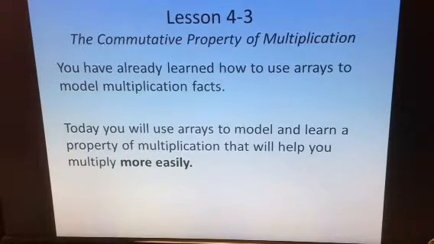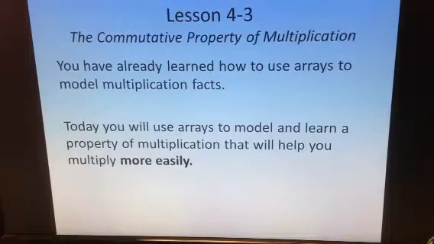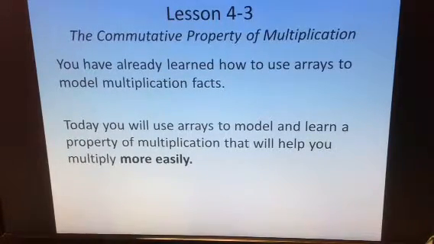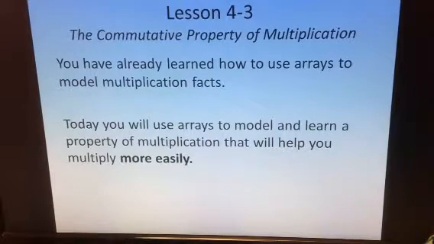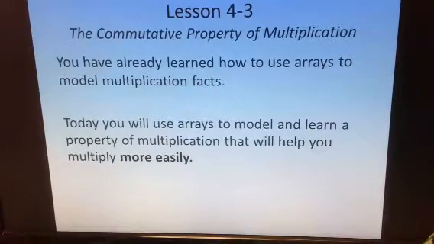Hello, today's lesson is lesson 4-3 and it's called the commutative property of multiplication. You've already learned how to use arrays to model multiplication facts. Today you will use arrays to model and learn a property of multiplication that will help you multiply more easily.